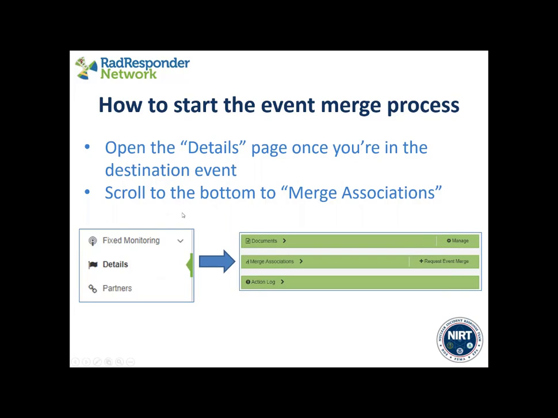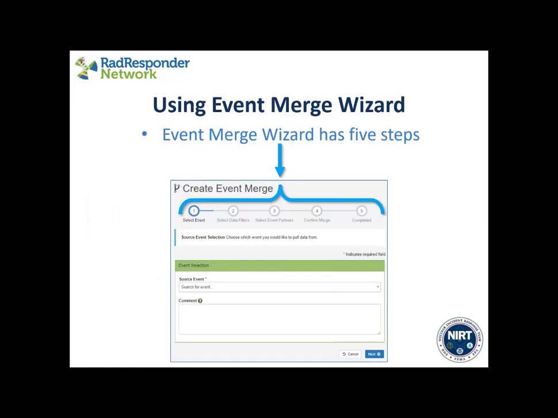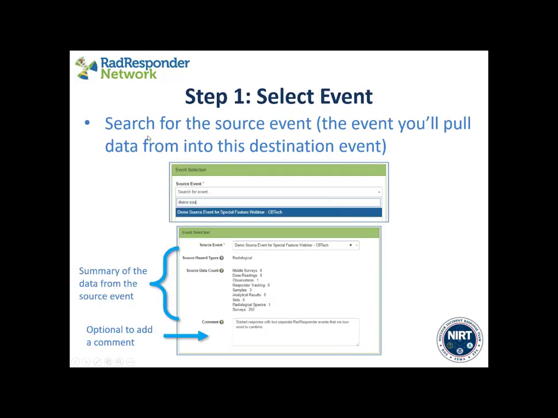If you scroll down to the bottom, you'll see merge associations and a button there to request an event merge. Once you click that button, the process has a bit of a wizard with multiple steps so that we can select all the information we need to complete the event merge. The first thing you need to do is search for the source event, the event that you want to merge into your event.